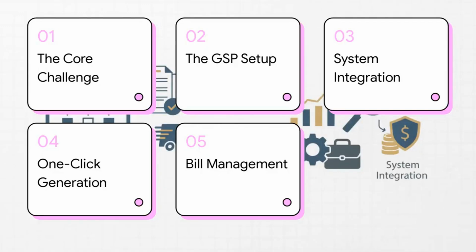So here's our game plan. First, we'll quickly touch on the core problem, that e-waybill headache. Then, we'll do the crucial one-time GSP setup. After that, we integrate the systems. And then, the payoff, one-click generation. And finally, we'll see how you can manage everything after the bill is created.